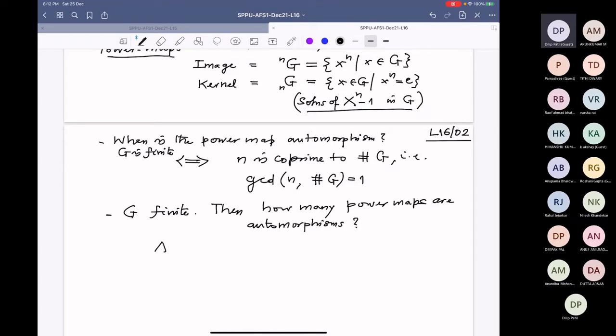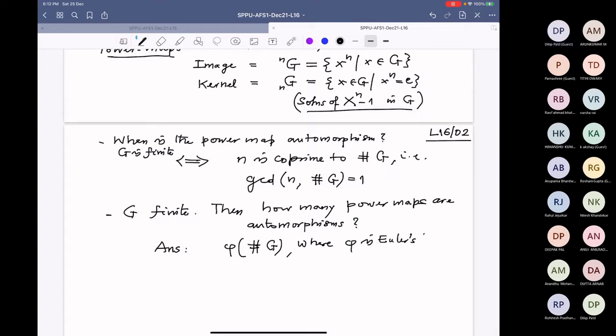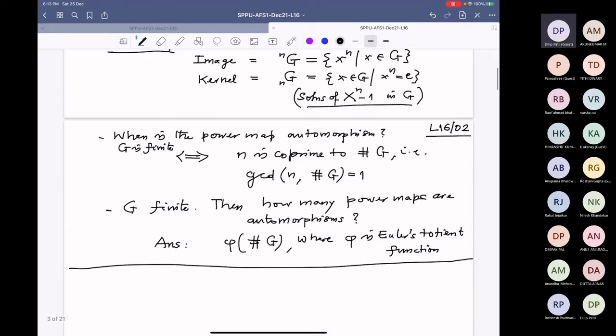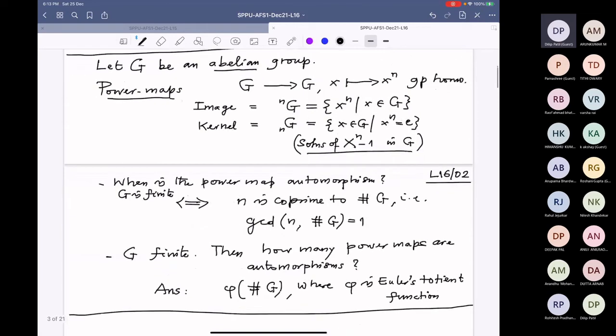Answer is again very simple. It is phi of the order of G, where phi is Euler's quotient function. Actually, the earlier observation gives you the answer to that also. All right, so you should do these easy exercises. You may still have difficulties. You can raise the difficulties in tutorial sessions.